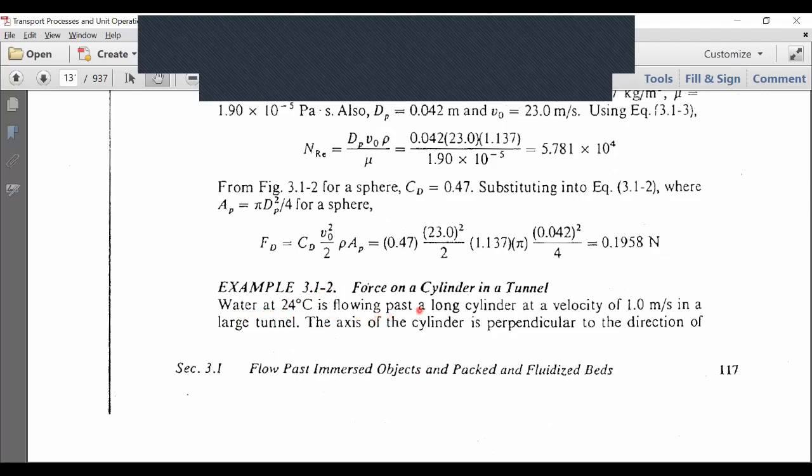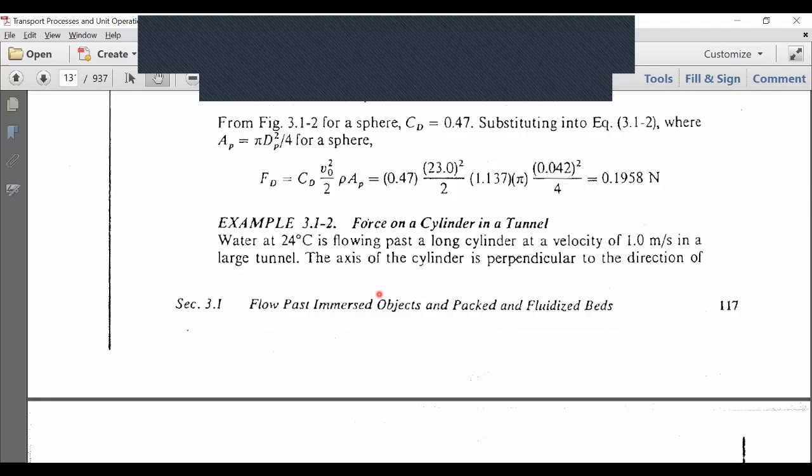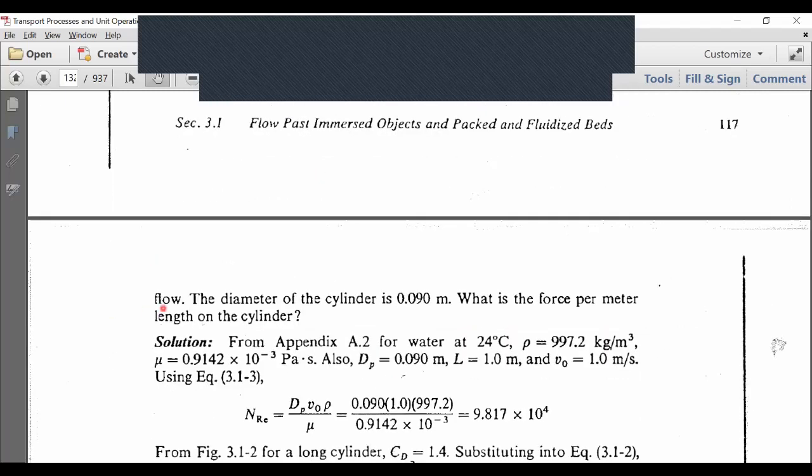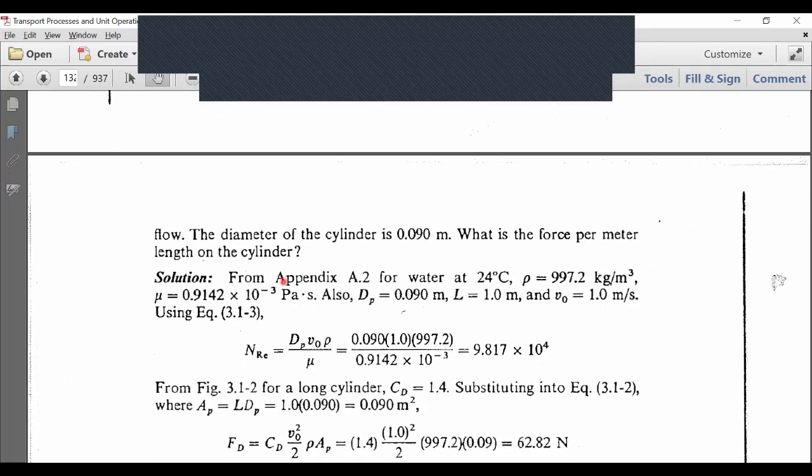Okay, so for example 3.12, we have not air, but now it's water at 24 degrees Celsius, flowing past a long cylinder at a velocity of 1 meter per second in a large tunnel. The axis of the cylinder is perpendicular to the direction of the flow. The diameter of the cylinder is 0.09. What is the force per meter length of cylinder? So we will try to find the Reynolds number. We know the dp already, 0.09, the V0 also 1, and then density and mu we will find from appendix A2 for water.